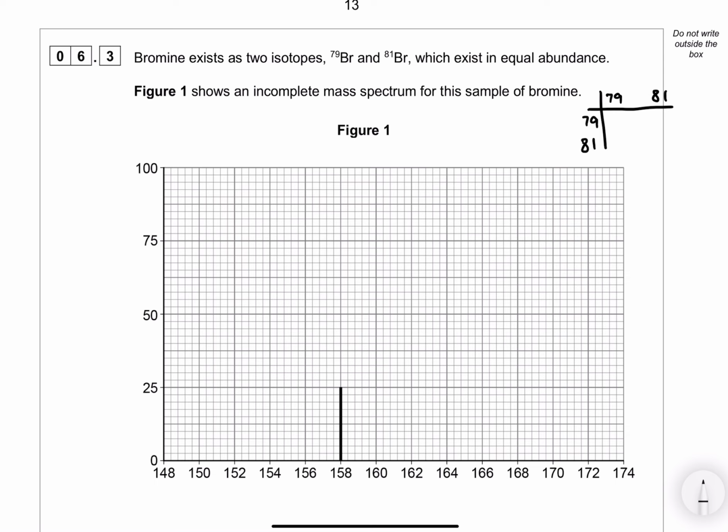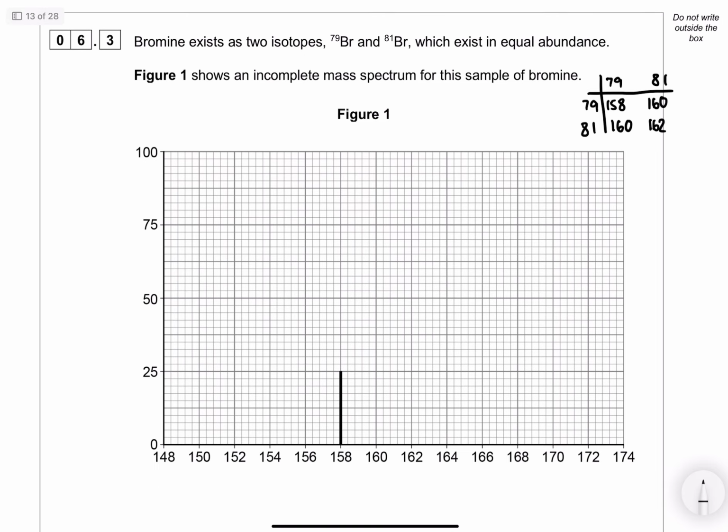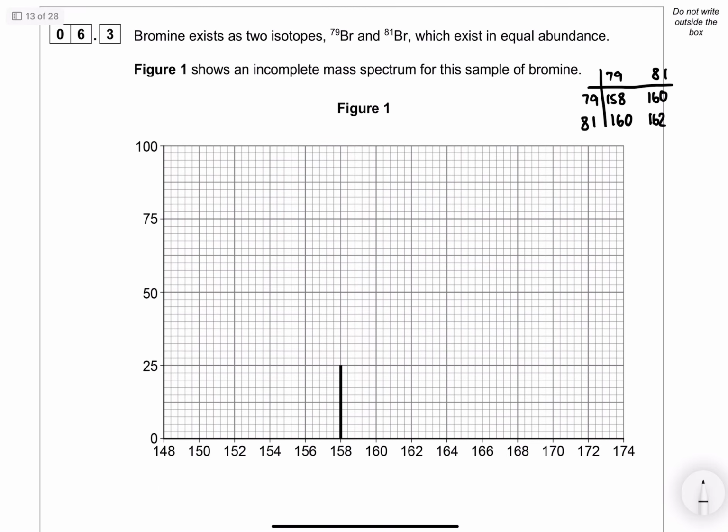If you combine 79 with 79, you get 158. If you combine 79 with 81, you get 160. 81 with 79, you get 160. And 2 81s, you get 162. So you can see that in total, there are 4 different possible answers, but 2 of them add up to the same number. This would accumulate our entire 100%.